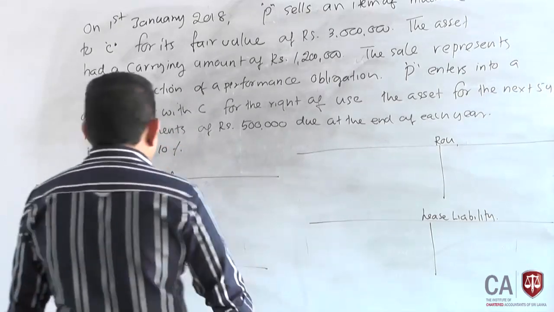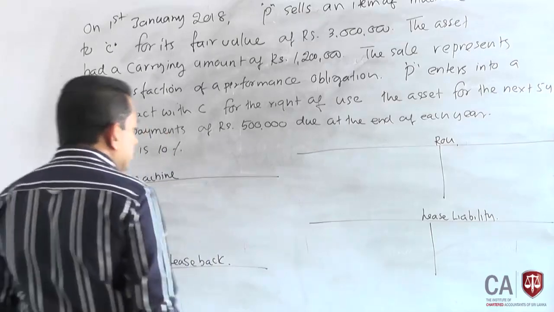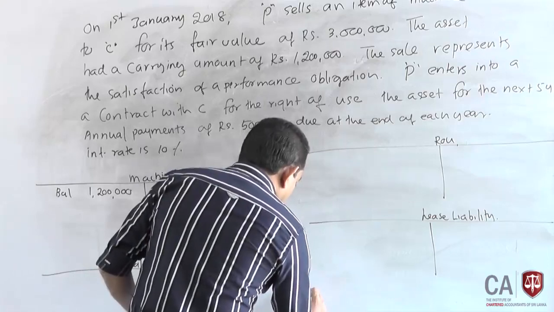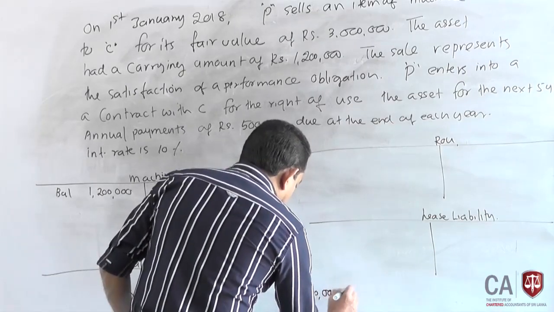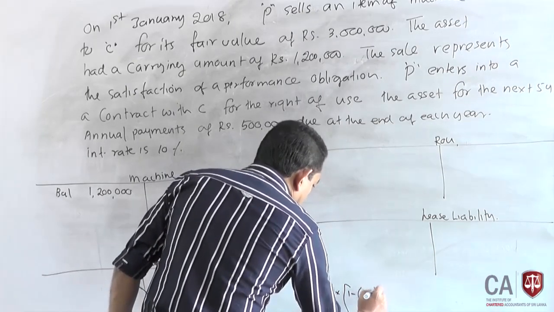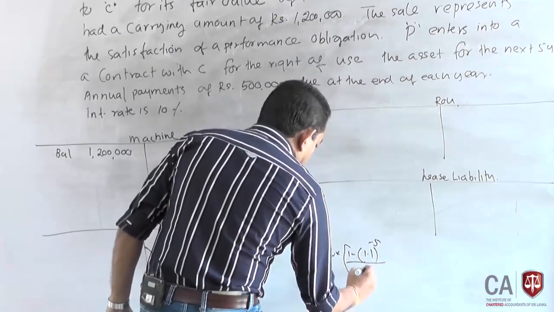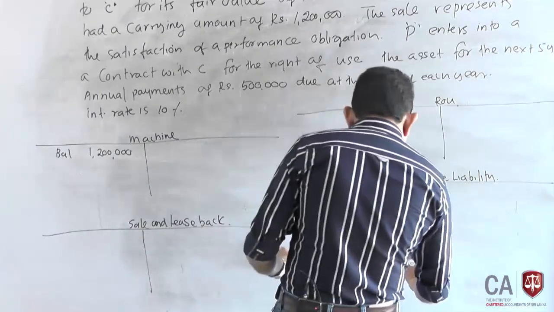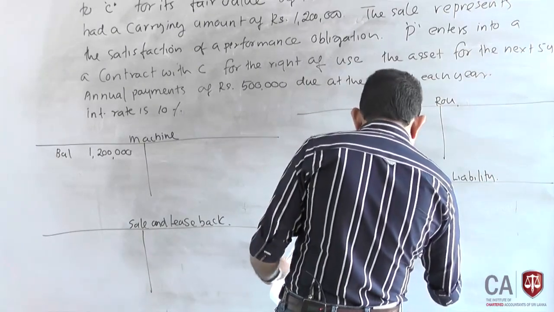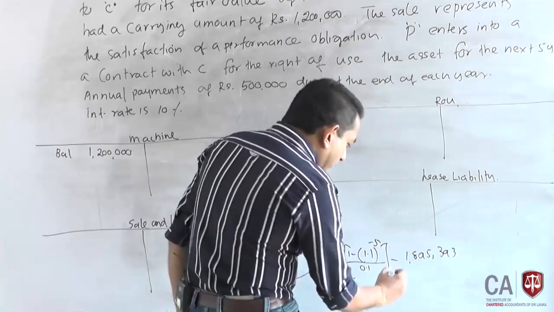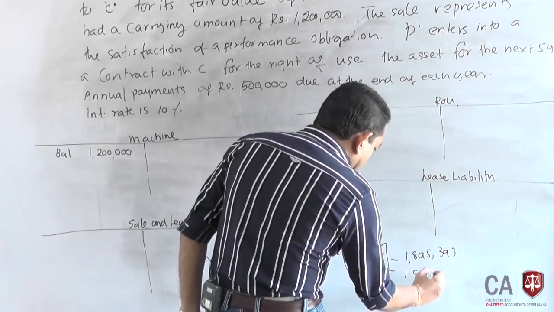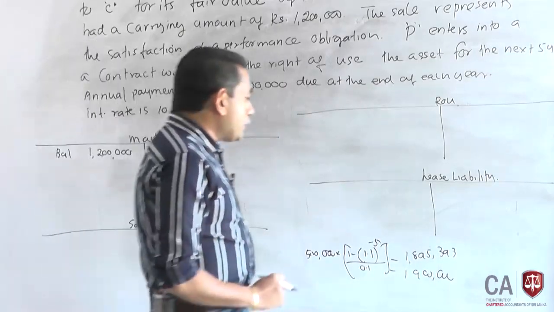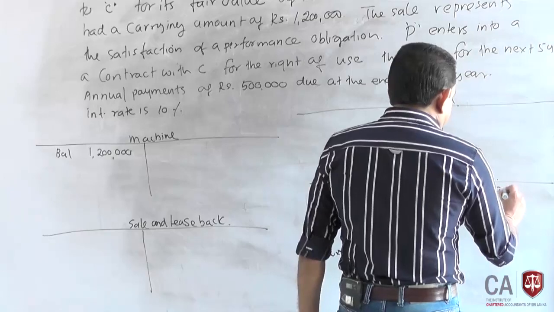Then let me work out first the lease liability present value. How will you do that? 500,000 into 1 minus 1.1 to the power minus 5, over 0.1. So, that will be 1,895,393. Just for the convenience, let me take it as 1.9 million rupees. I am in a bit of a rush. So, lease liability should be 1.9 million rupees.